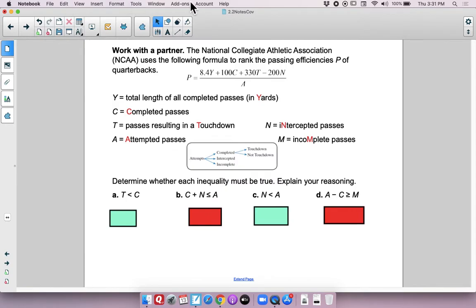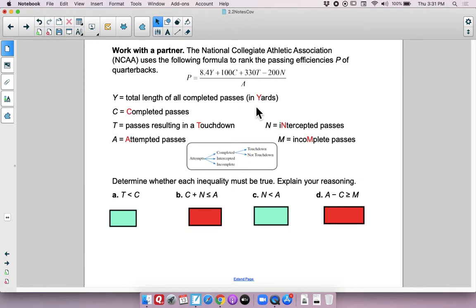Now, this is a very interesting little exercise that you may want to work on with someone who's a big football fan in your family. And the NCAA, so we're talking college football, uses the following formula to rank the passing efficiencies, capital P, of quarterbacks. Okay, so it's a way to quantify, to give a number on how well a quarterback's playing.